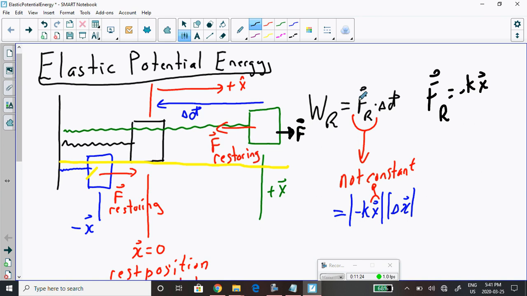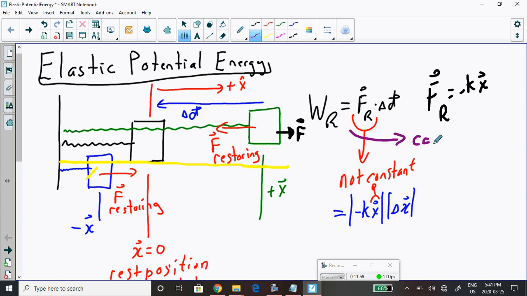We can only use this equation right here if the force is constant. As soon as the force is not constant, what x value do I put in here? Because as I stretched it, the force kept on changing, kept on changing, kept on changing. Where do I pick what x value to put in to represent the force over the entire stretching? You can't. So you literally cannot use this equation to find the work done by this force.